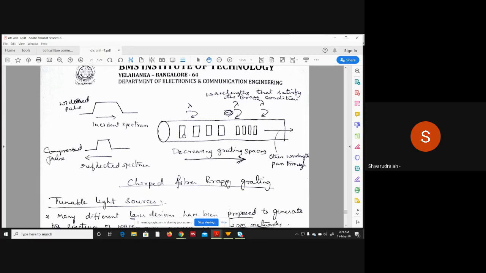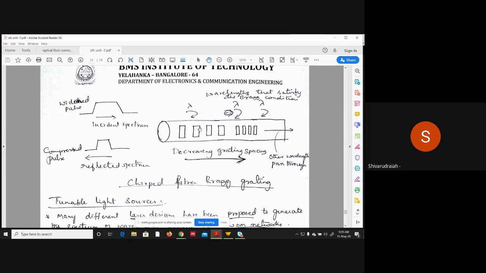But here, the chirped fiber grating indicates these structures are not the same in size, or not uniform in size. The size will reduce as the length increases from left to right. Okay, so this will have a bigger dimension. The second one will have a little smaller dimension, and the spacing is also varying as you move from left to right. The spacing as well as the dimension of the grating structures will start reducing.